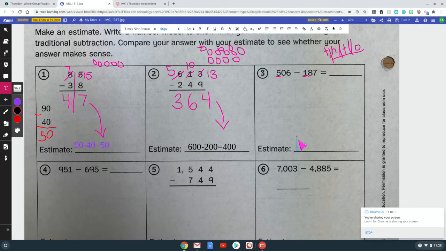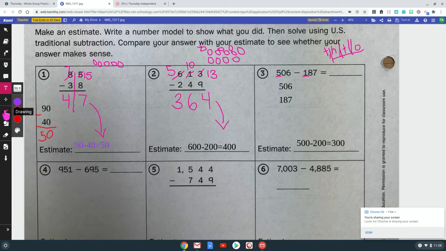Let's look at number 3. Making my estimate real quick. I'm rounding to my nearest 100 place value. Going to my text tool. 506 rounded up is 500 because my neighbor is 0. Minus 187 to my nearest 100 is how much? Yes, 200. So 500 minus 200 equals 300.